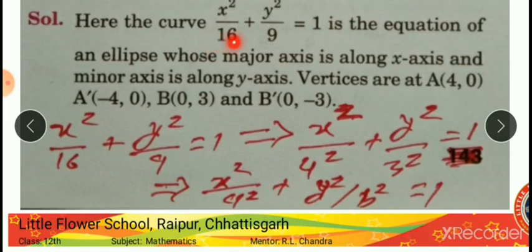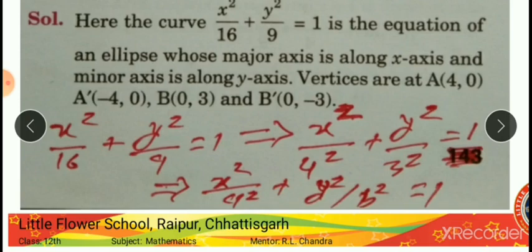Change this equation of ellipse to standard form. We can write it like this: x square upon 16 plus y square upon 9 is equal to 1. That implies x square upon 4 square plus y square upon 3 square is equal to 1. Here, when we compare with the standard formula, we can write a is equal to 4 and b is equal to 3.